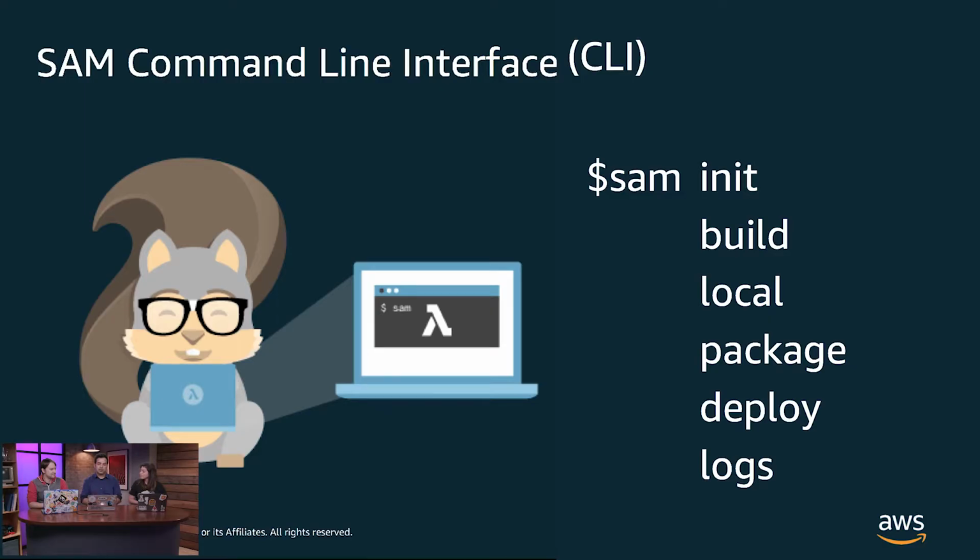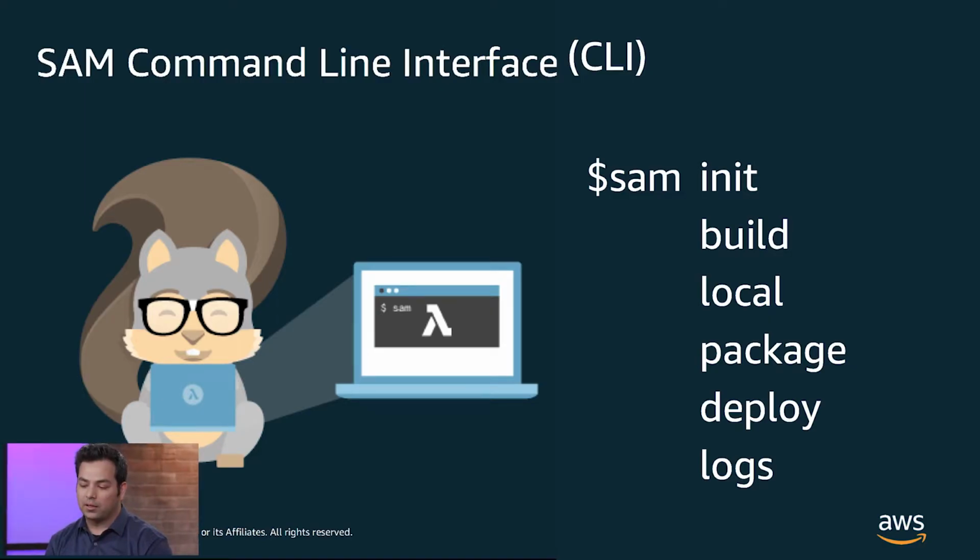So are there any tools for developers to use SAM? Yeah, SAM comes with the SAM CLI, which is a command line interface that lets you quickly create a new application, test it and debug it locally, package and deploy your application to the cloud, and then the SAM logs command helps you fetch, tail, and filter logs from functions executing in the cloud.